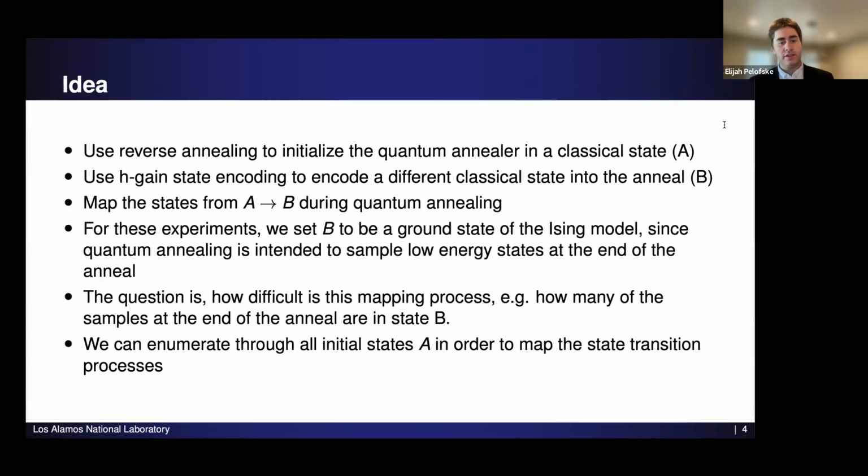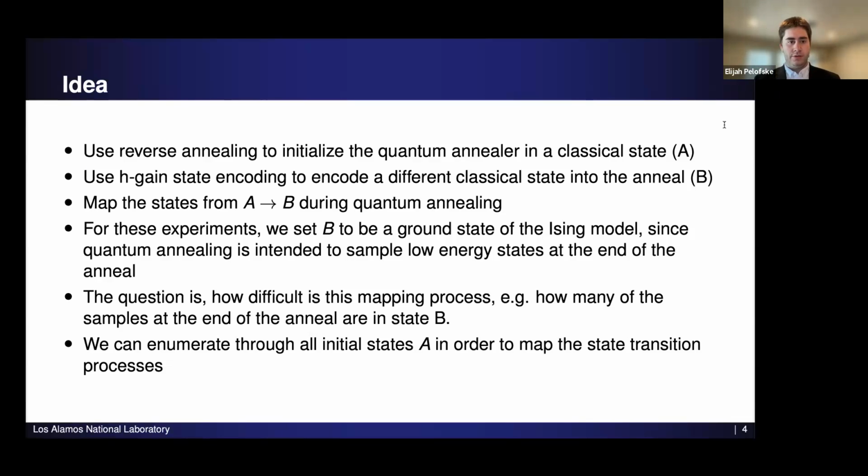And the question is, how difficult is this mapping process, right? How many of the samples at the end of the anneal are in state B? Or are there interesting dynamics that occur in this transition, when you're very intentionally mapping from one well-defined spin vector to another well-defined spin vector? Next we can enumerate through all possible initial states A in order to map the state transition processes.